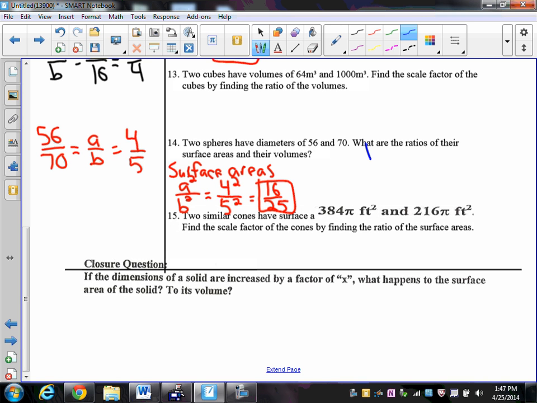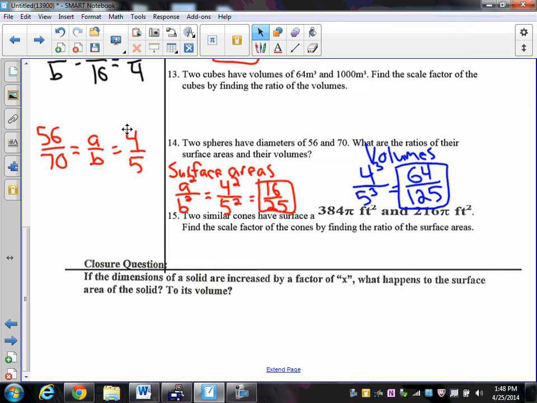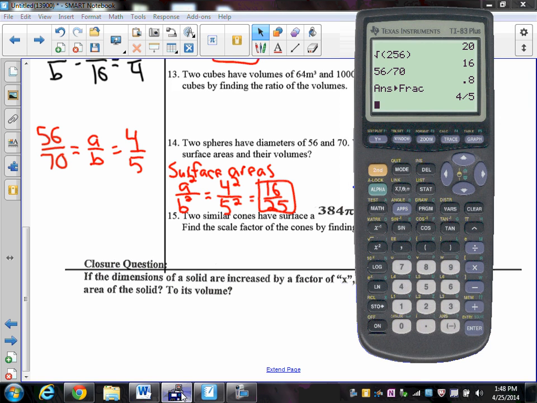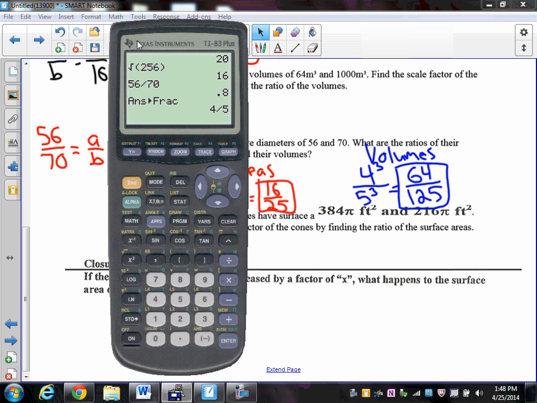And for the volumes, we're going to have 4 cubed over 5 cubed. So hopefully you remember your perfect cubes. I know as a general rule we wanted you to remember the first 5 perfect cubes. So 4 to the third, remember you have to hit that caret, or we could type in 5 times 5 times 5, that's another way, 125. So that's it.